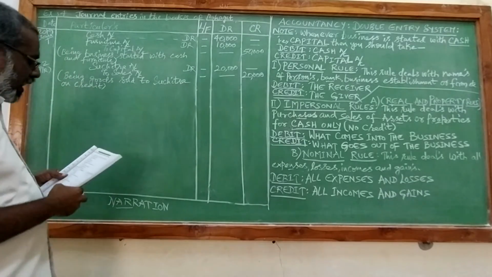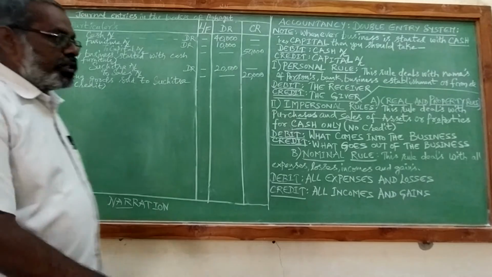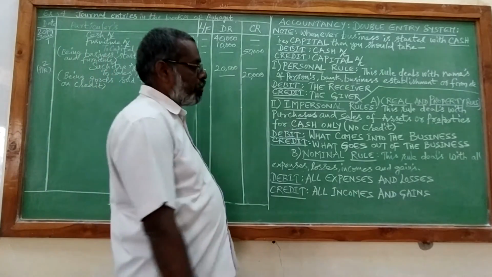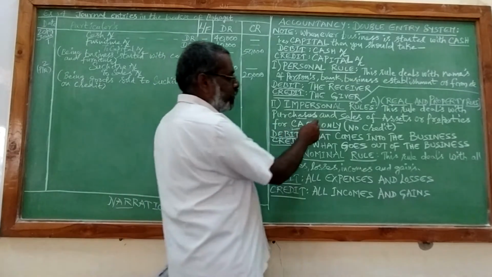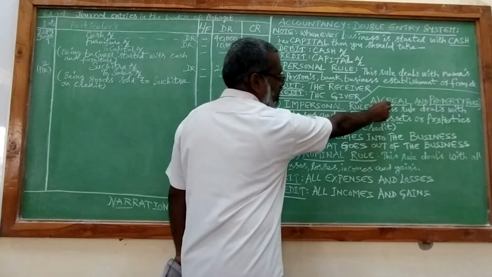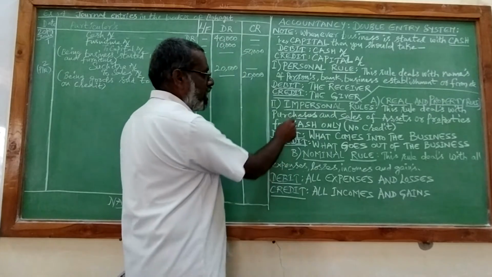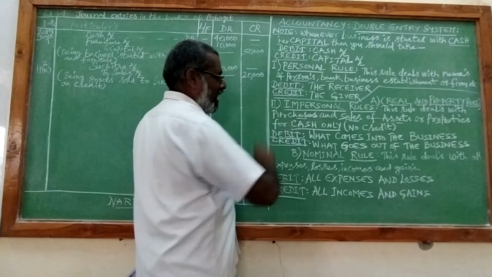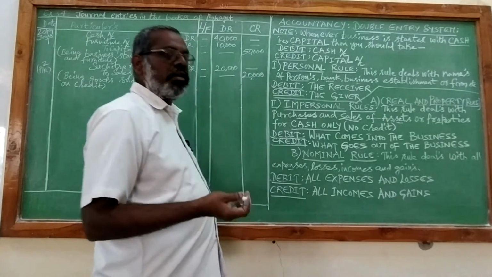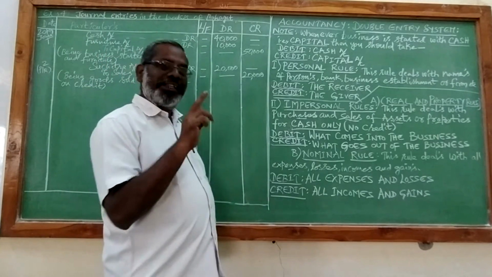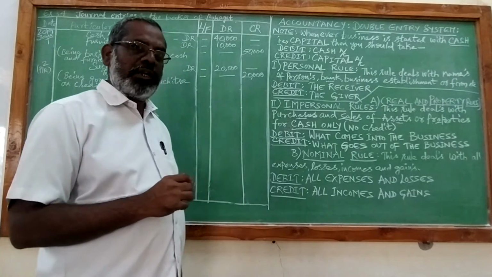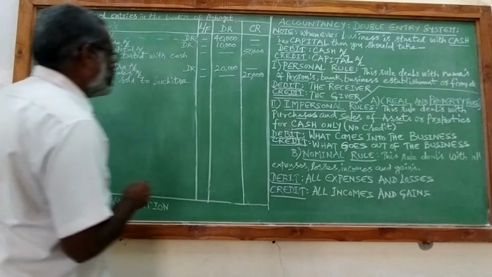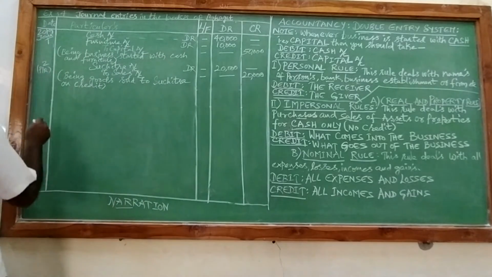Next is January 3rd, purchased machinery. Here machinery is nothing but an asset or property. The rule which deals with assets or properties is the real and property rule. So we are purchasing an asset called machinery for cash. He has not mentioned cash, but you should assume that it is cash only, because the universal medium of exchange is money, that is cash. So it will be the real and property rule.